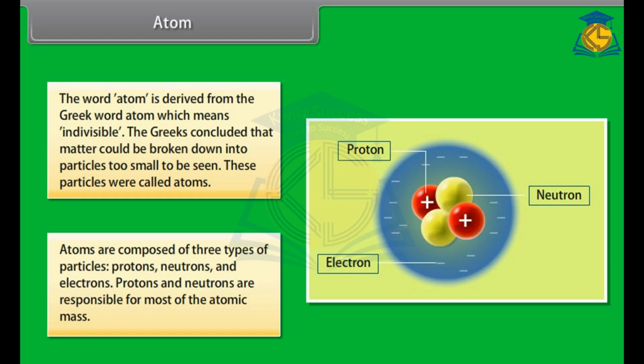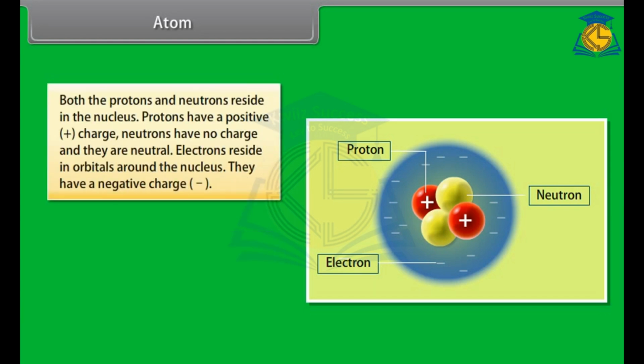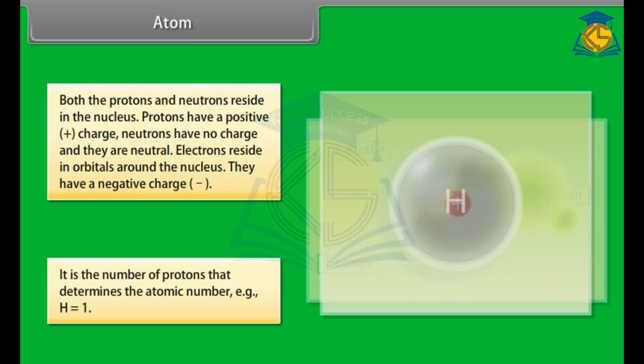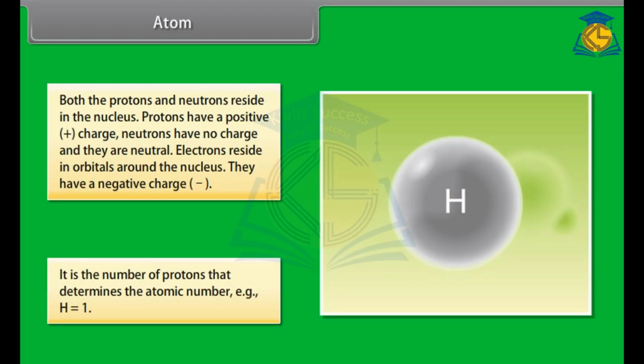Both the protons and neutrons reside in the nucleus. Protons have a positive charge, neutrons have no charge and they are neutral. Electrons reside in orbitals around the nucleus. They have a negative charge. It is the number of protons that determines the atomic number. That is, H is equal to 1.